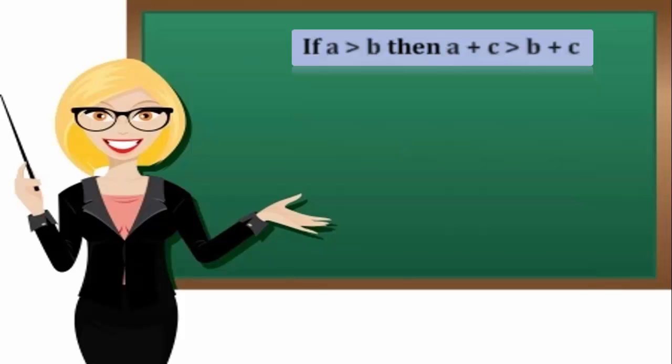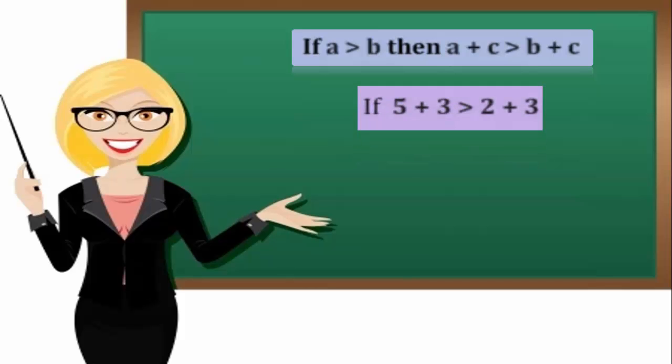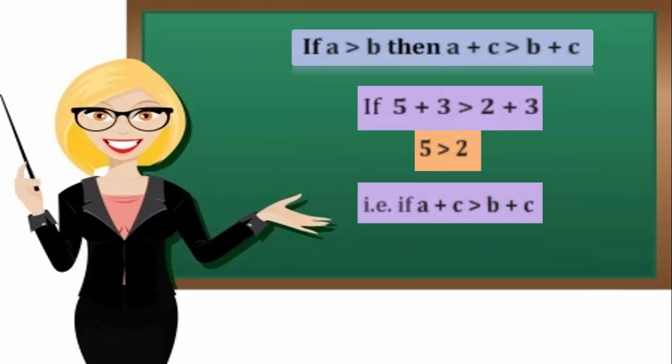Example: if 5 plus 3 is greater than 2 plus 3, subtract 3 from both sides. Then 5 is greater than 2. That's to say, if A plus C is greater than B plus C, then A is greater than B.